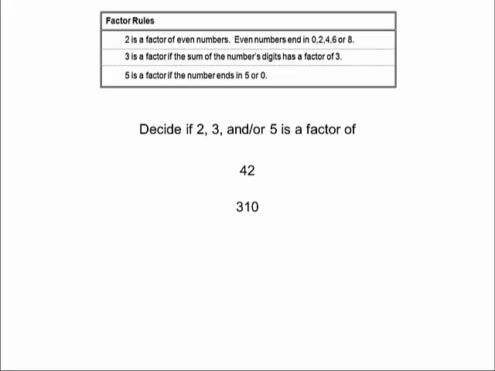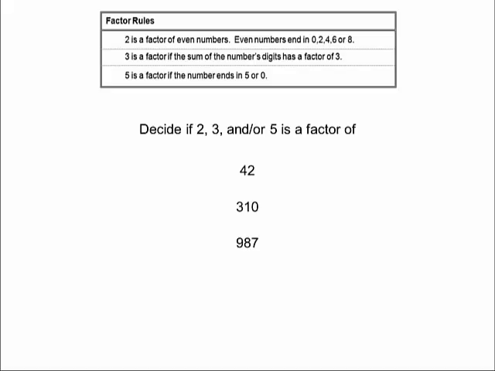Well, 310 does have a factor of 2. It ends in a 0. It does not have a factor of 3 because 3 plus 1 plus 0 is 4. And 4 doesn't have a factor of 3. It does have a factor of 5 because it ends in a 0. How about this number?